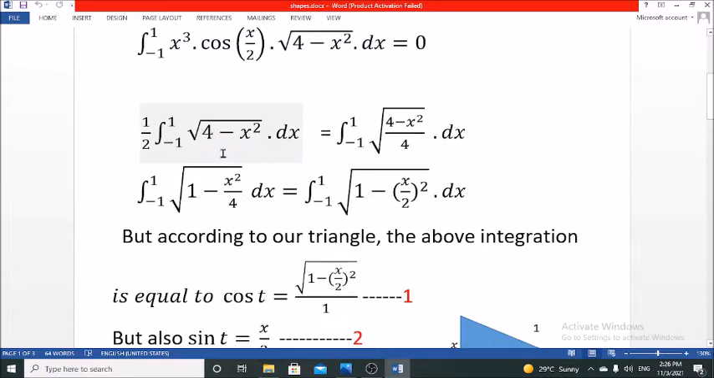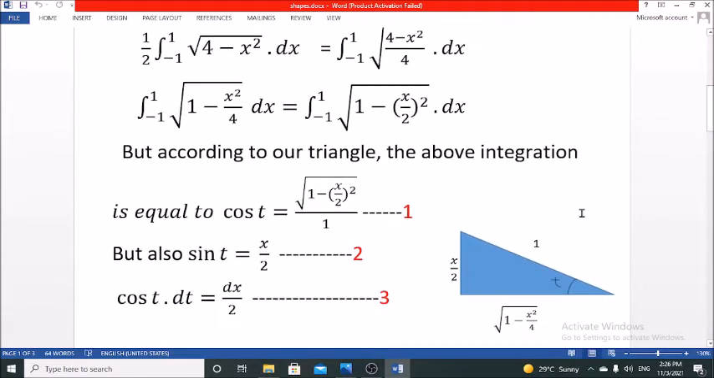Now let's start with our second integration, the integral of half times the square root. Bringing the 2 under the root, in the denominator of course, because this is outside the integration, it would be 4 minus x squared over 4. Dividing both terms in the numerator by 4, it's 1 minus x squared over 4, which is 1 minus (x over 2) all squared, dx.